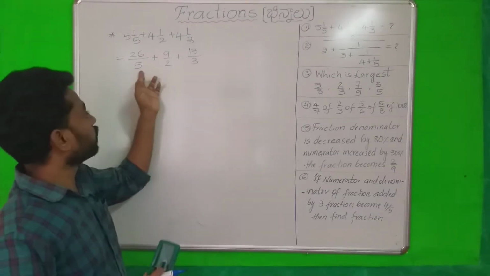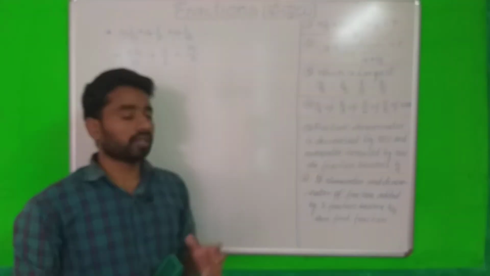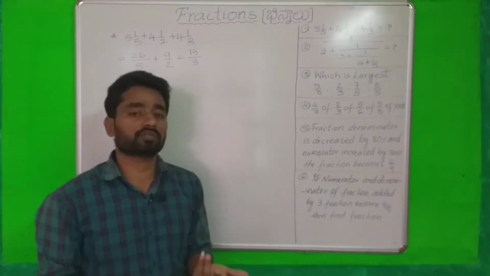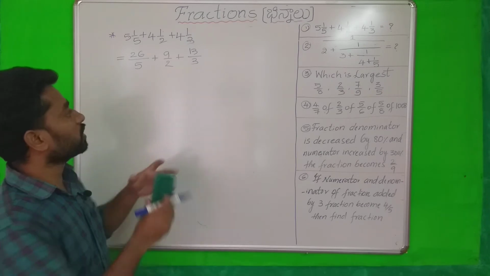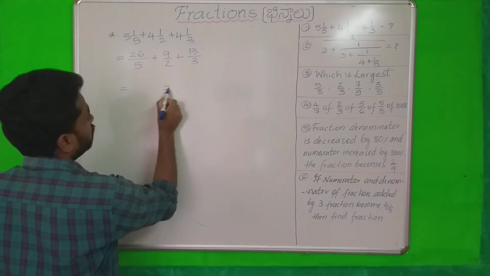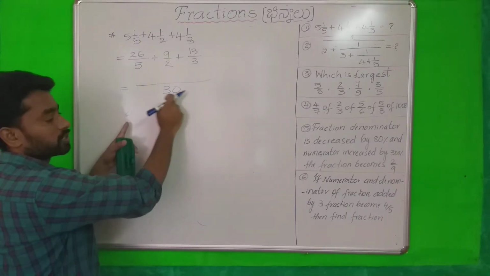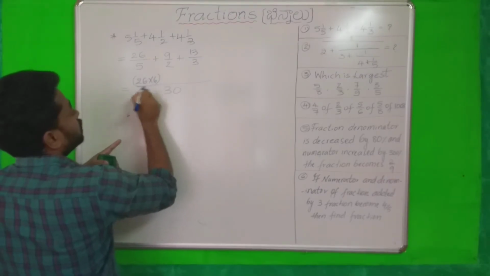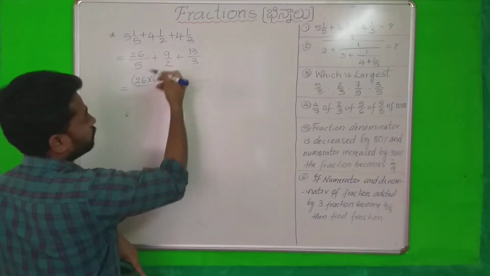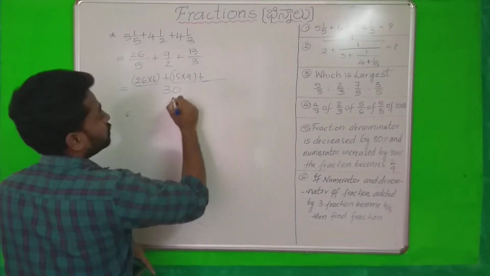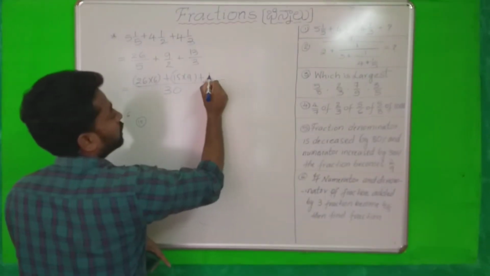Now the process: we have to take the LCM of 5, 2, 3. Actually these three are prime numbers. For prime numbers the LCM is just their product. 5 2s are 10, 10 3s are 30 is the LCM of 5, 2, 3. Now the process: 5 6s are 30, 6 times. So 6 into 26 you have to write. Plus 2 15s are 30, so 15 into 9. And plus 3 how many times? 10 times, 10 into 13.